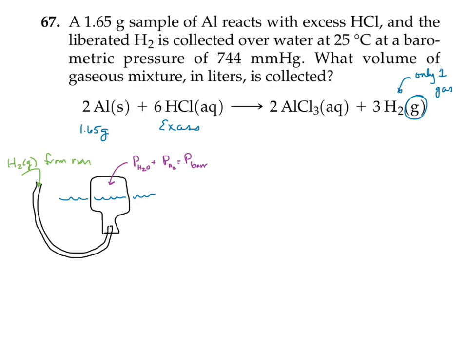So the first problem looks like this, where we have, and you should start getting in the habit of looking at what the physical phases of everything is. So we have the mass of aluminum is given. It's a solid. It's a limiting reactant, so we can do stoichiometry based upon the aluminum. The only product that we have as a gas is H2, and actually that's what we're after.